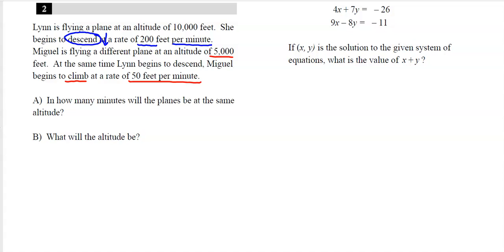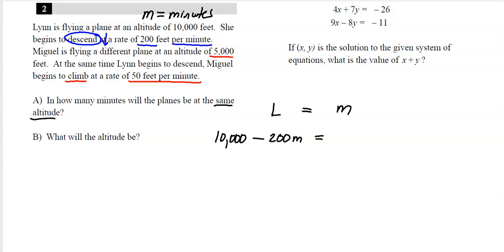And I want to know, when will they be at the same altitude? So when are those two equations going to be the same? So I'm going to set it up like this. I want to know, when is Lynn going to be equal to Miguel? Well, Lynn starts at 10,000, and then she is decreasing or descending at 200 feet per minute. So I'm going to define my variable. I'm going to let m equal minutes. You could use x if you want to, but m makes a little more sense for me. Now Miguel, he starts at 5,000 feet, but then he is increasing. He's climbing 50 feet per minute.